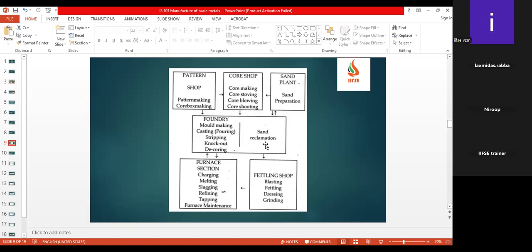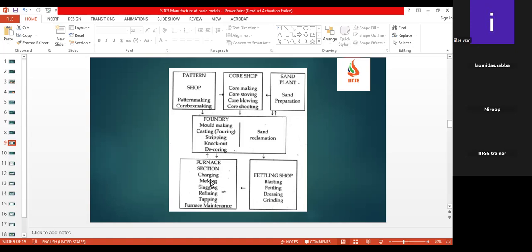So by applying thermal heat, they recycle it. By heating the sand to high temperatures, around 1300 degrees, the resins, which are a kind of gum to hold the sand particles together, get evaporated. Again, the same sand we can reuse. Prior to that, in the furnace section, we have various other sub operations: charging, melting, slagging, refining, tapping, and also furnace maintenance.